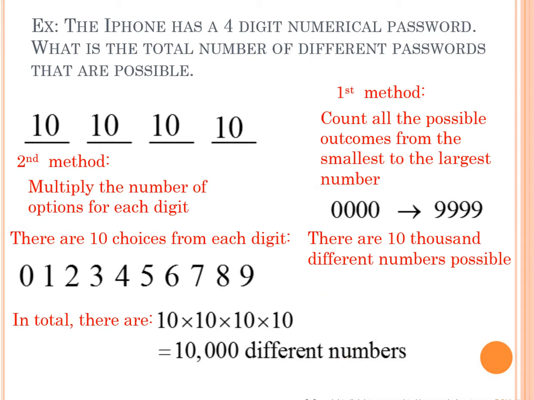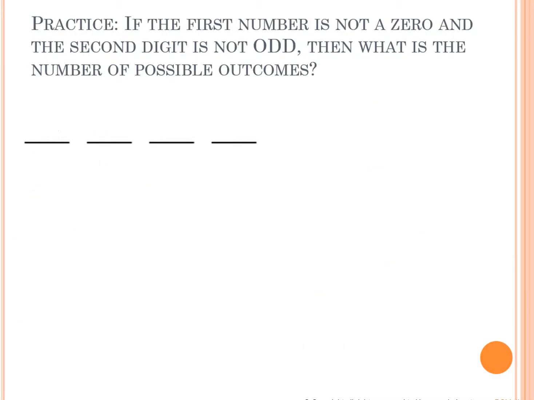All right, let's move on to the next example. If the first number is not a 0 and the second digit is not odd, then what is the number of possible outcomes?